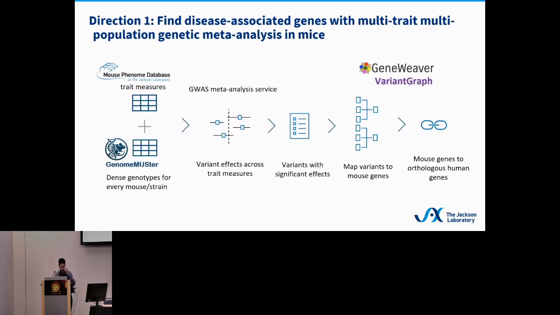So direction one, finding disease-associated genes using genetic meta-analysis in mice. So like I said, we start here with the Mouse Phenome Database and all of the different trait measures, and then we use the genomic information in Genome Muster to do GWAS meta-analysis. Once we have the meta-analysis results, we filter them for significant effects, and then we use the variant graph to map these variants over to mouse genes and their orthologous human genes.